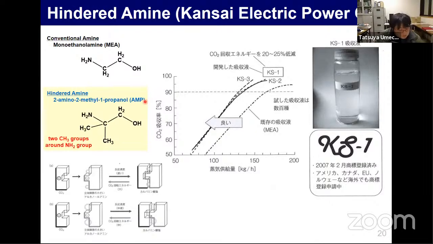In the reaction with MEA, a strong chemical bond can be formed between the carbon atom of carbon dioxide and the nitrogen atom of the amine, because the space around the nitrogen atom of MEA is open. In the reaction with the hindered amine AMP, on the other hand, a relatively weaker chemical bond is formed between the carbon atom of carbon dioxide and the nitrogen atom of the amine. This is because the space around the nitrogen atom of AMP is limited due to the presence of the 2-methyl groups.